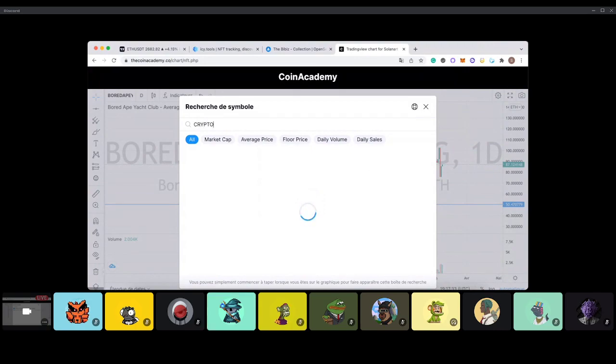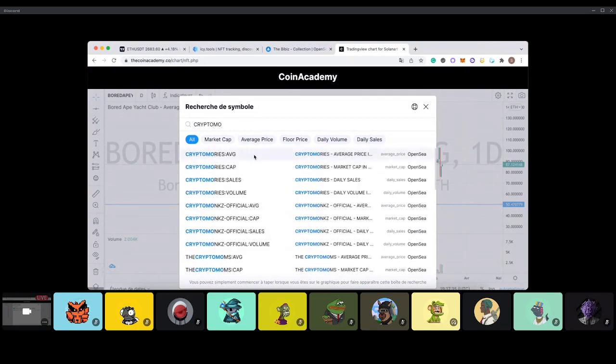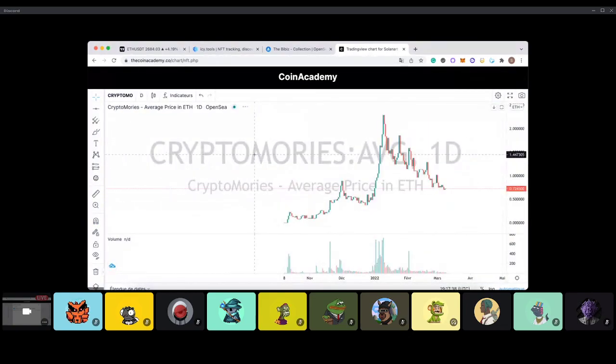Cryptomories. You can see what happened with this project. This project literally did over 50x between the bear cycle and the bull run. This is what we will always try to find. I remember buying this for 0.08. At the top, it reached 3.5. Imagine buying 5 or 6 of these. It will cost you under half an ETH and then have an exit with 20 ETH. This is the kind of plays that we will want to find.